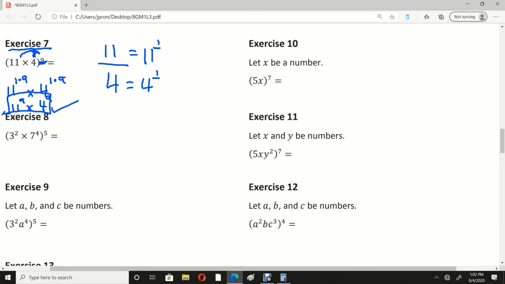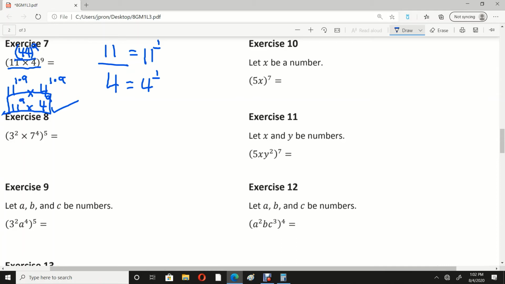But we both know that if we were to go back in time and handle this like we would handle any other operation, we do what's inside the parentheses first. We can multiply 11 times 4 to get us 44. And that would just be 44 to the 9th power. So I feel like that's an even simpler version of this, and that's what I would be expecting. But for these exercises, what we're going to be doing is taking the exponent on the outside and multiplying it to the exponents on the inside.